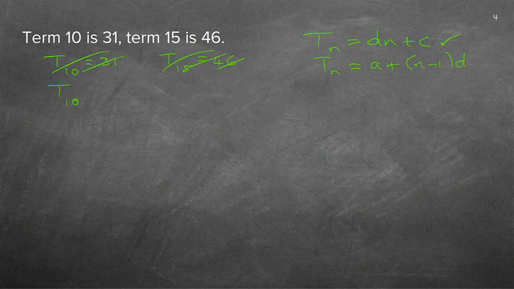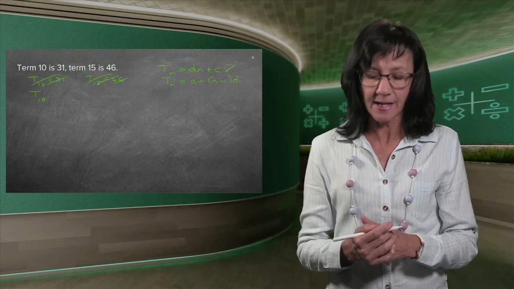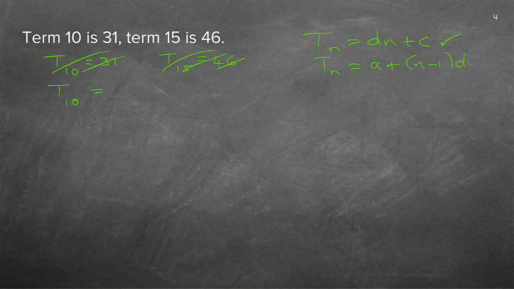Good. So once you've got your formula and you see that T10, you're going to write down the formula. It's dn plus c. Remember the n in this case is 10 because they gave us term 10. So if I now say this is equal to 31, can you see here I've got an equation? And the minute you've got an equation, you can do something with it. So let's just write it neatly. T10 is actually 10d plus c is equal to 31.